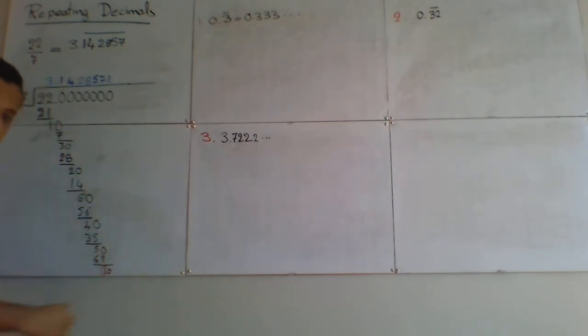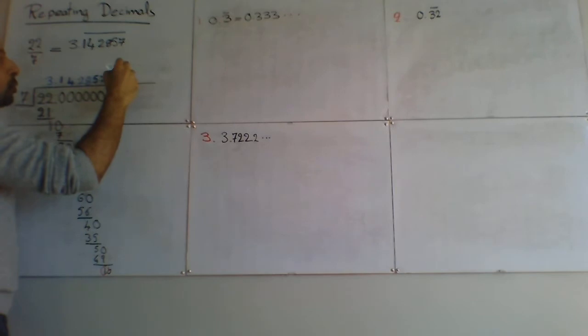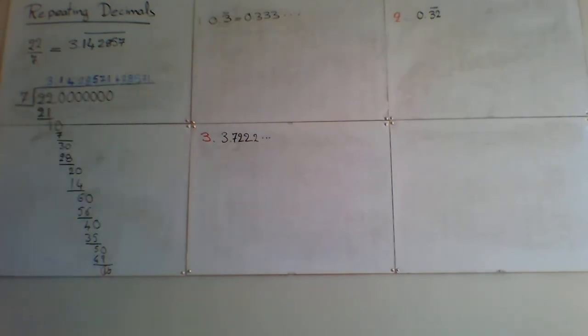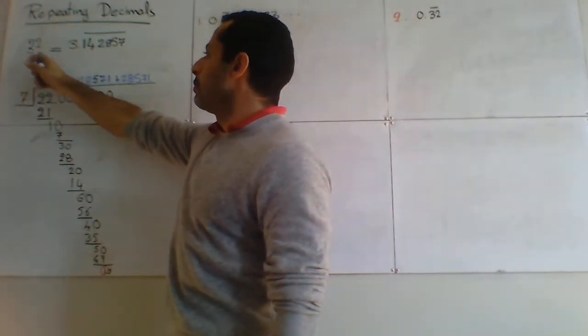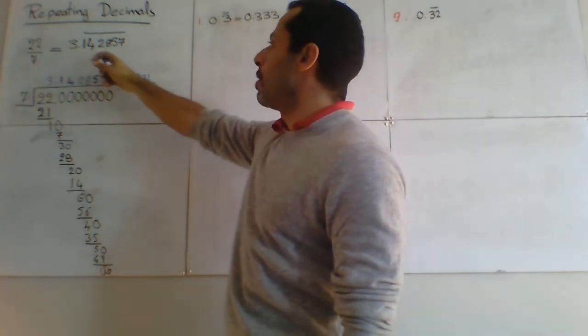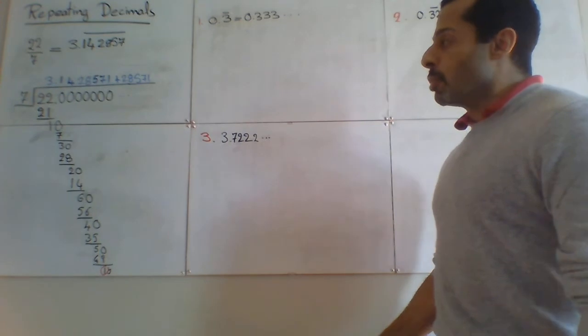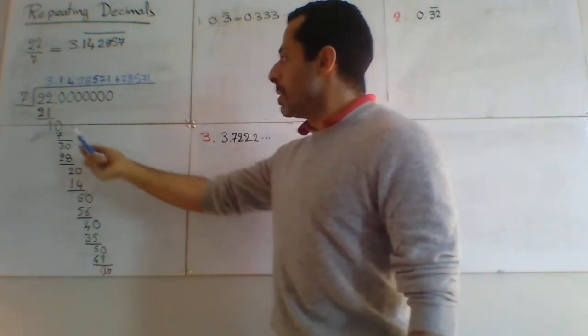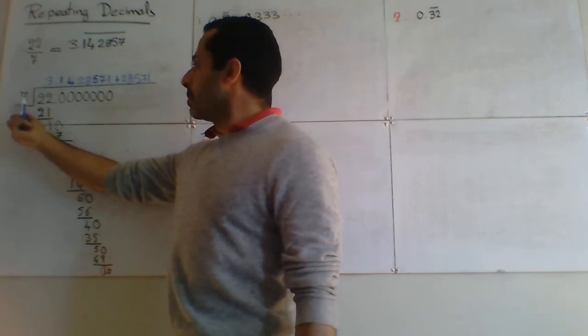We got back to 1, so it means that this sequence will repeat again, and these results will repeat again, and you'll get 1, 4, 2, 8, 5, 7, and 1, 4, 2, 8, 5, 7, and so on. So the decimal expansion of 22 over 7 is 3.142857 repeated.